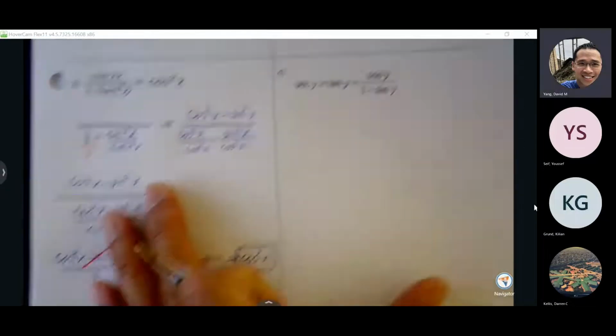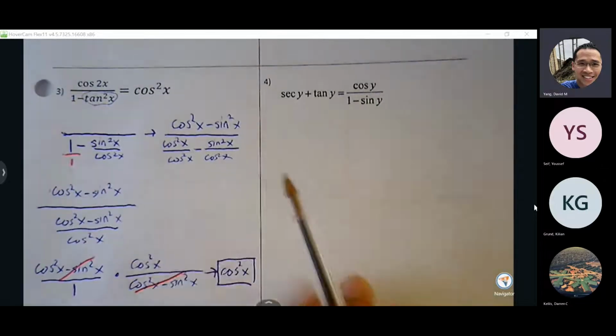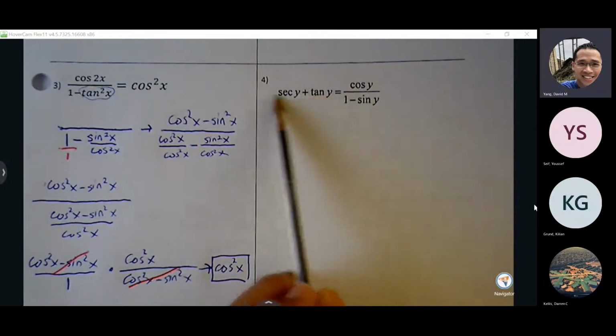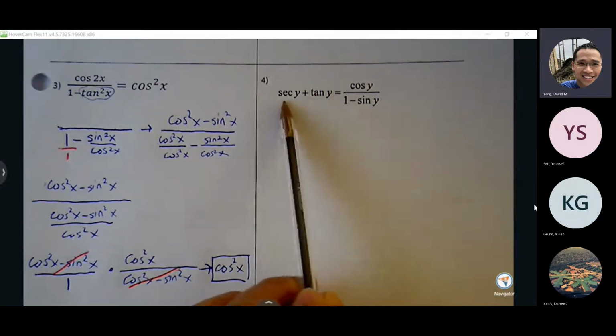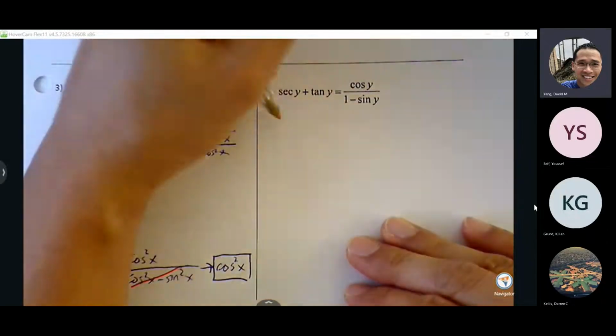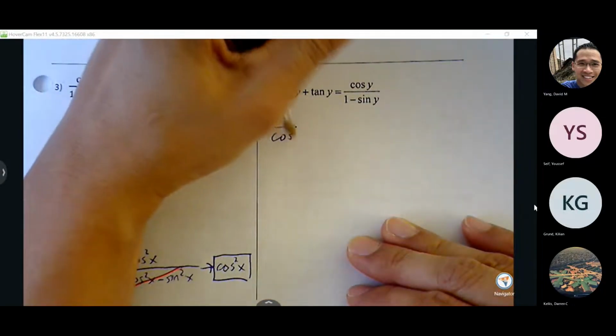Okay, number 4. Secant y plus tangent y. I think the hint is looking at the right side. Everything's in terms of sine and cosine, so I'm just going to go ahead and make that adjustment there. So secant is 1 over cosine.